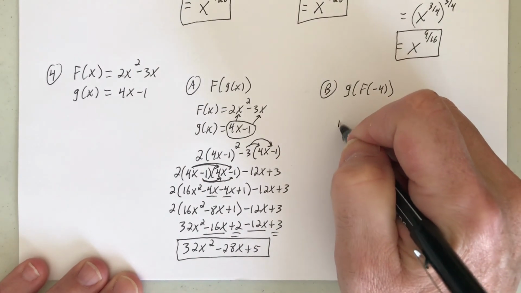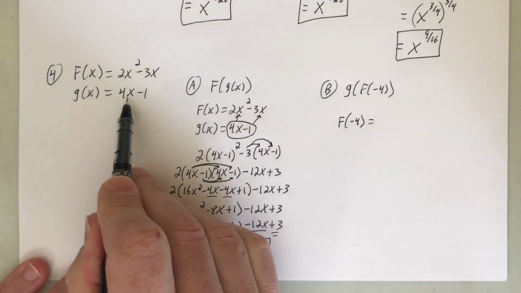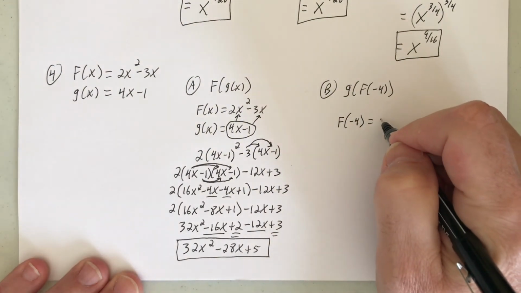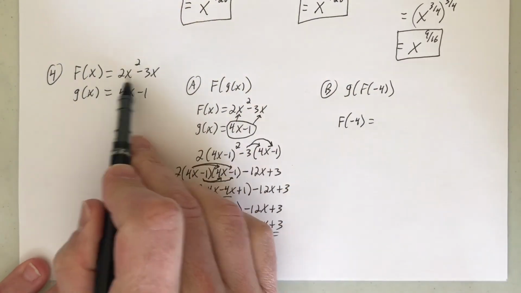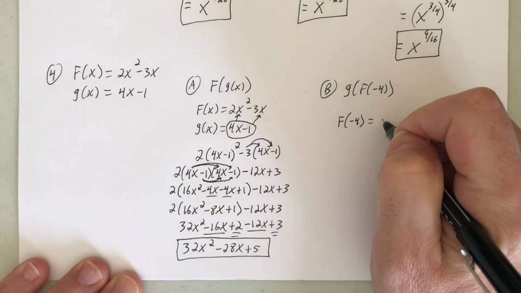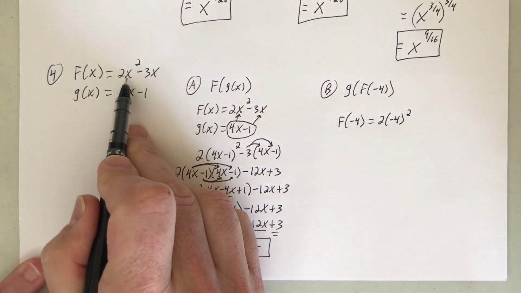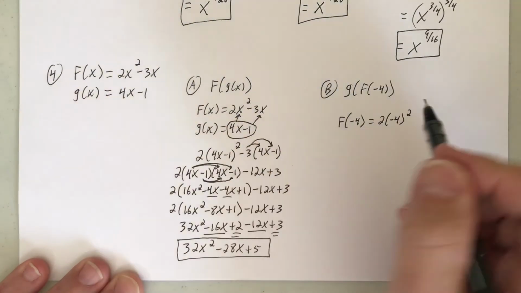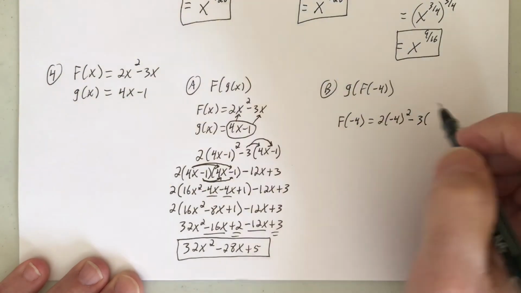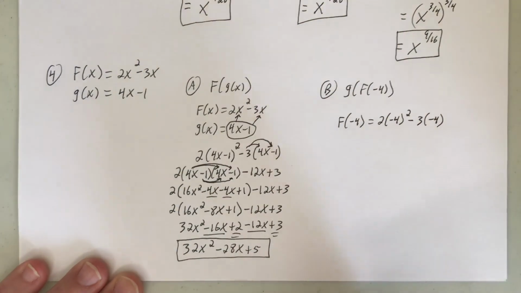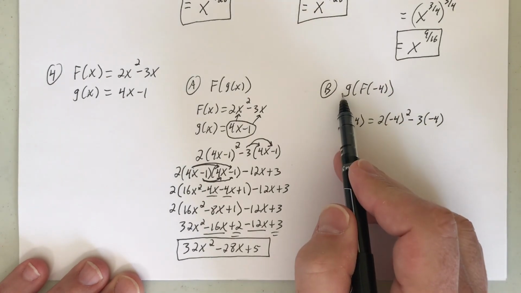So first we're going to do f of negative 4. So I'm taking a negative 4 and plugging it into here. It's f of negative 4, so it's going into here first. So it's going to be 2 times negative 4 squared. You're placing it, it's squared, 2's on the outside. Minus 3 times negative 4, and then whatever I get for that value, we're going to plug it into g.